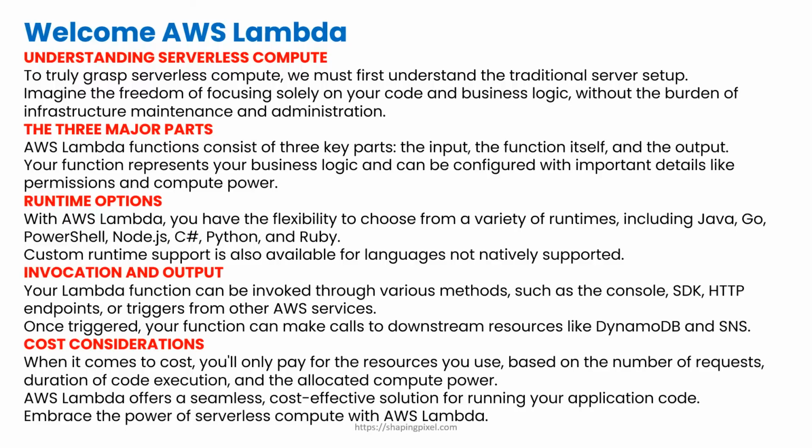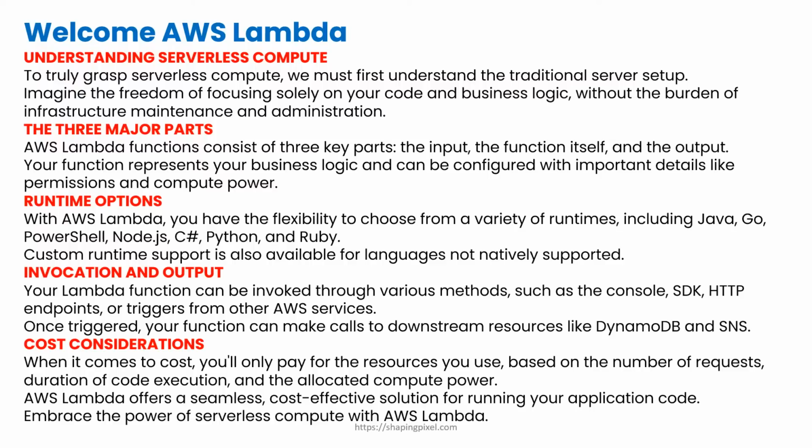Let's dive into the world of AWS Lambda. To truly grasp serverless compute, we must first understand the traditional server setup. Imagine the freedom of focusing solely on your code and business logic without the burden of infrastructure maintenance and administration. AWS Lambda functions consist of three key parts: the input, the function itself, and the output. Your function represents your business logic and can be configured with important details like permissions and compute power.